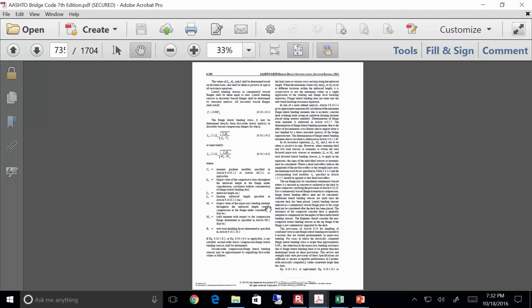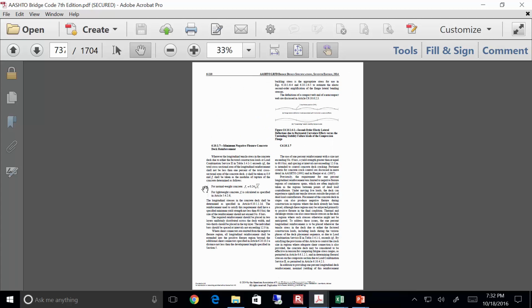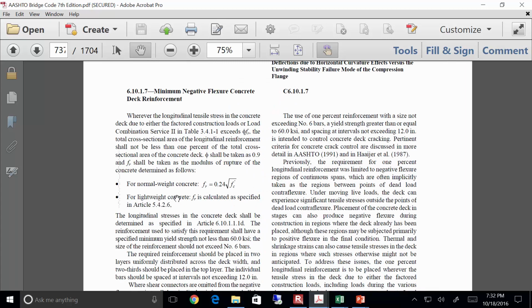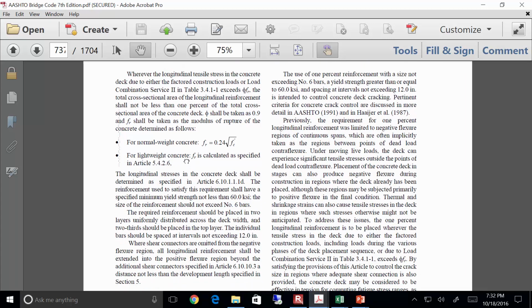Okay, so let's go to 610.17. Here's section 610.17. A lot of this stuff should be familiar. For instance, the required reinforcement should be placed in two layers uniformly distributed across the deck width, 2/3 in the top layer. Y'all remember that, right? Okay, now, normal weight concrete.